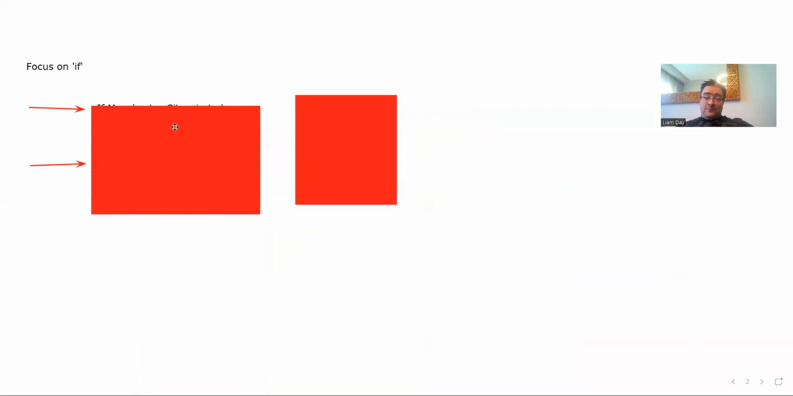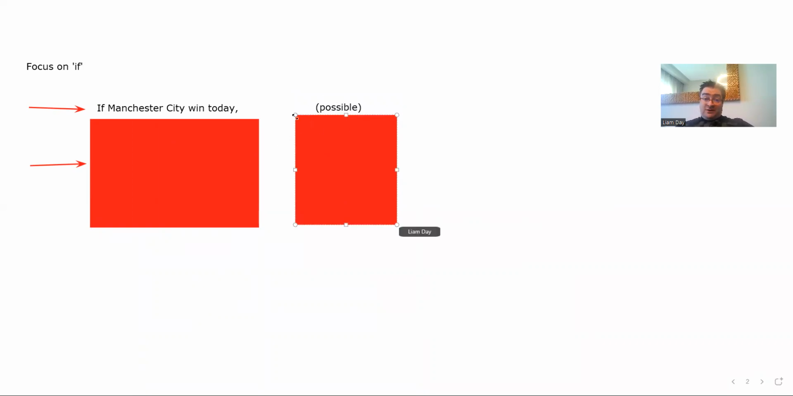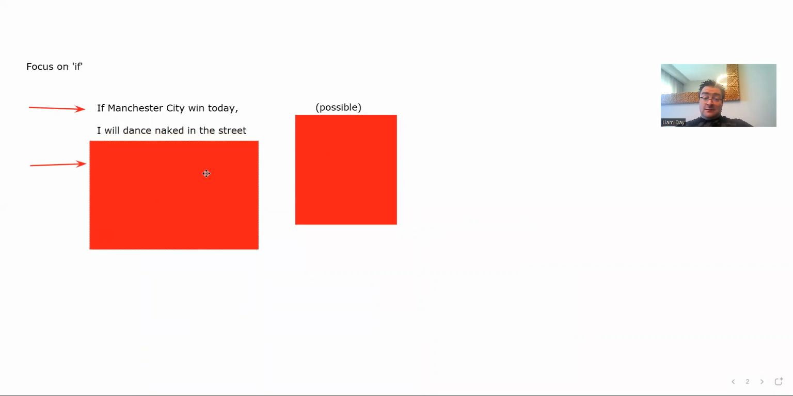So, Manchester City, my team, are a good football team. And they are playing today, and there is a possibility, a good chance that they will win. Okay? So, I'm choosing the first conditional because the if part of the sentence, how likely is it? Yeah, there's a good chance, it's possible. So I'm choosing first conditional. The second part of the sentence does not matter in terms of how likely it is.